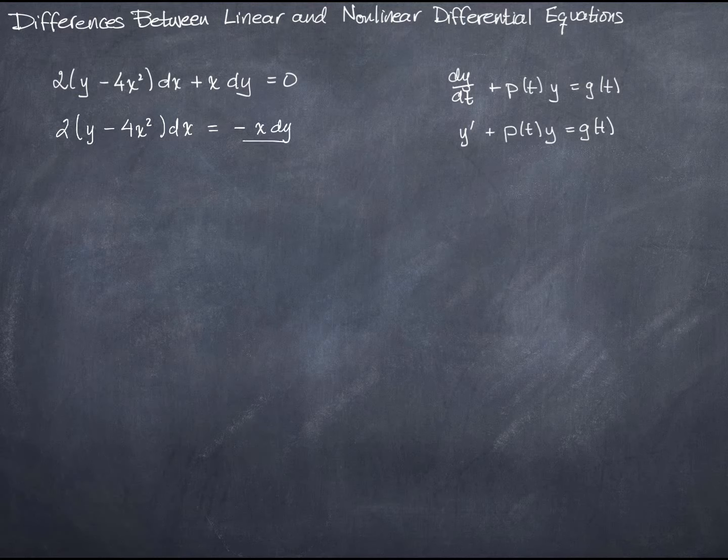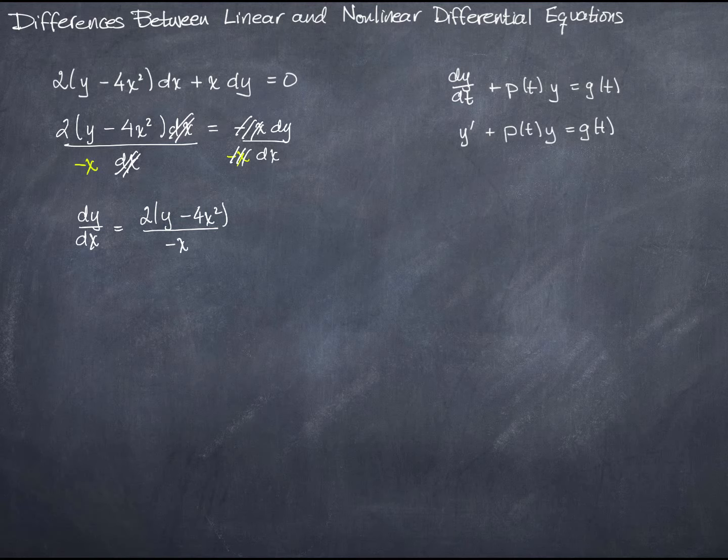And now I can divide both sides by dx, and let's just, while we're at it, also divide both sides by negative x. And I have dy/dx, I'm writing that on the left-hand side, equals 2 times the quantity y minus 4x squared all over negative x. That's still not quite in standard form, so let's take another minute and simplify. I have 2y over negative x minus 8x squared over negative x. That makes this negative 2 over x times y, which puts that term in this form.